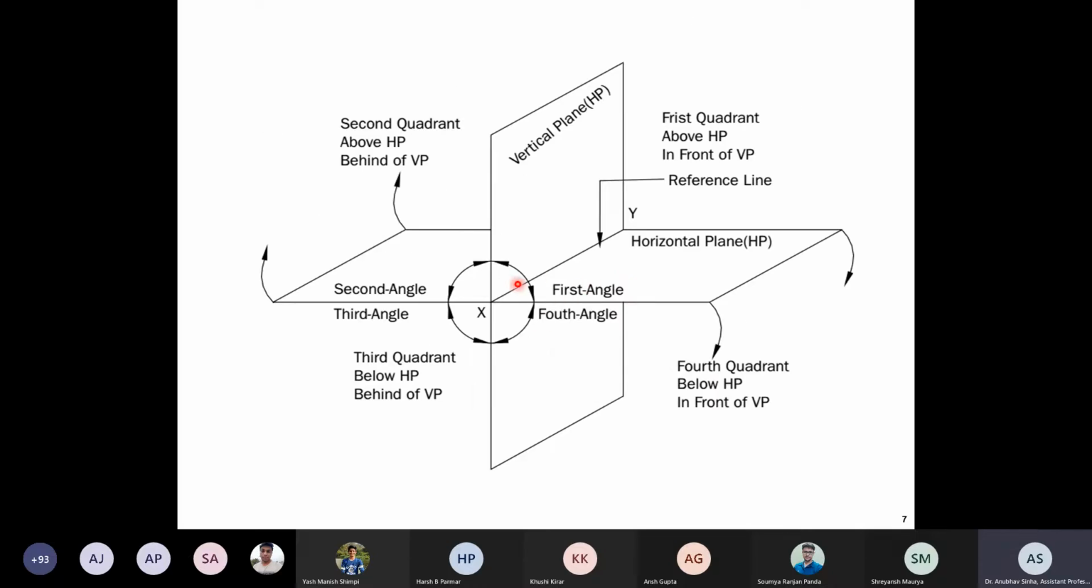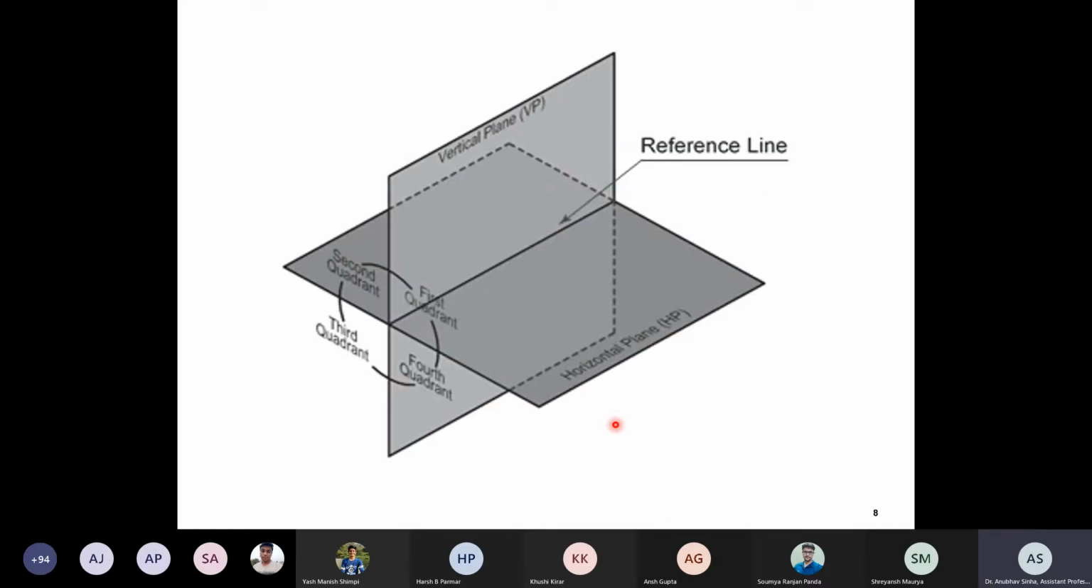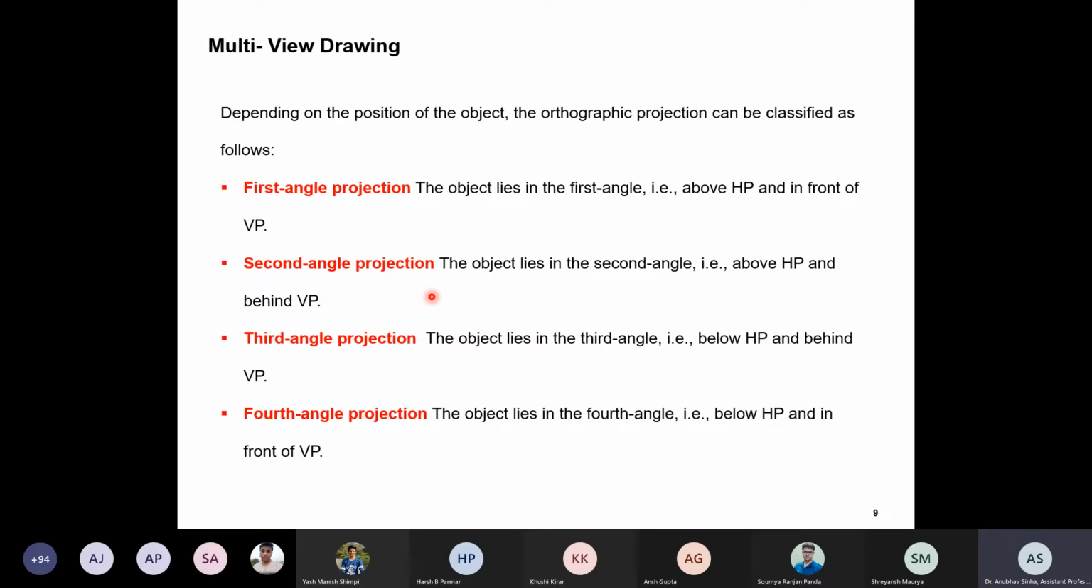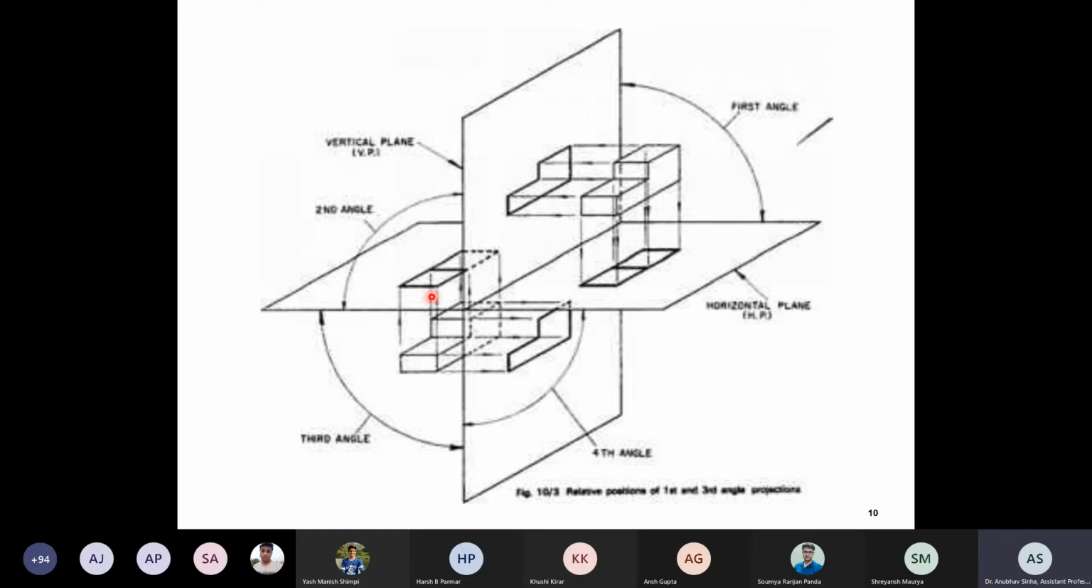So we are showing you first quadrant, second, third, and fourth. And this is also called angle. So first angle, second angle, third angle, or fourth angle. And this line will be called as reference line. Okay. Now, these are the definitions what we have discussed so far. So this is how projections are getting formed.